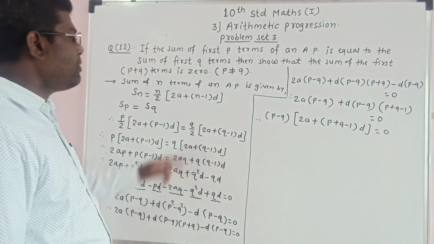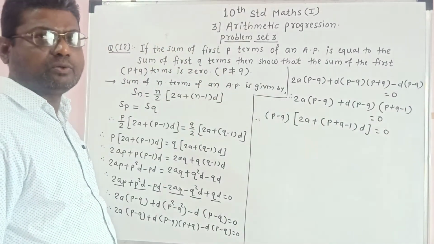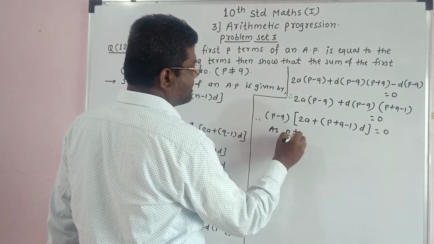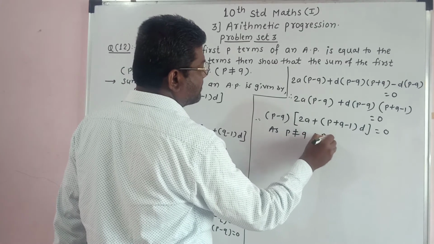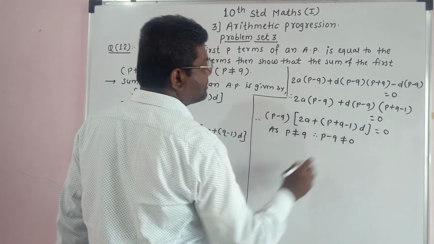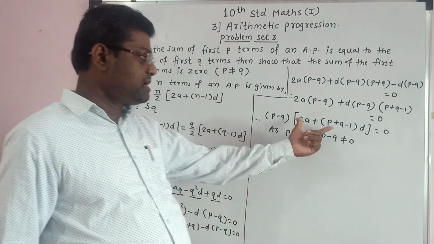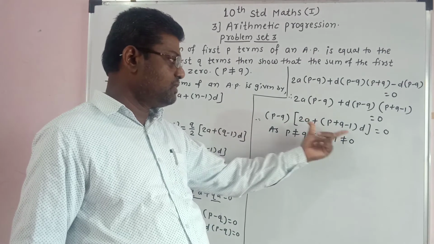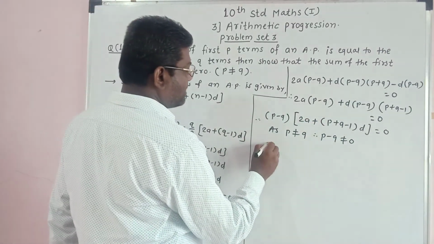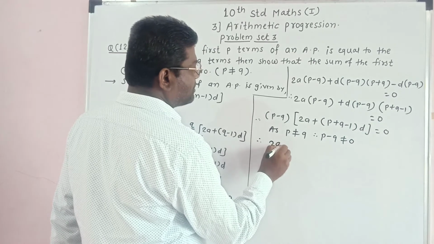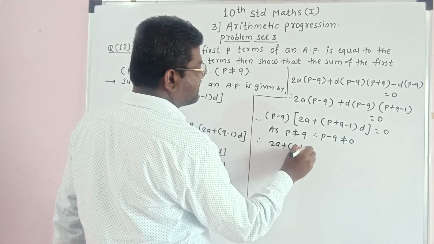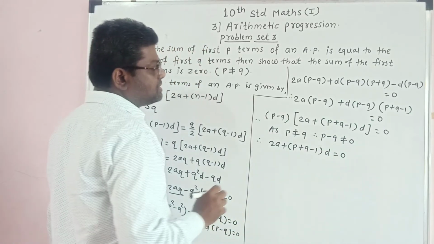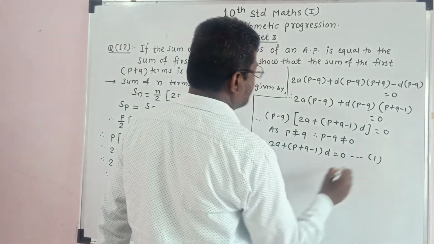Now we have given p is not equal to q, as p not equal to q, therefore p minus q not equal to 0. In this equation p minus q not equal to 0, therefore this term will equal to 0. Therefore 2a plus p plus q minus 1 into d is equal to 0. Suppose this is equation number 1.